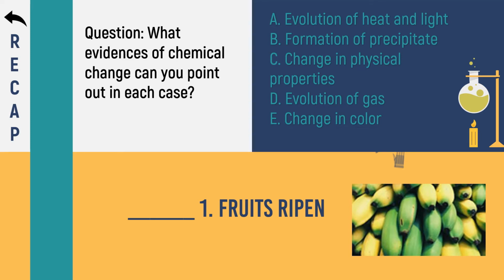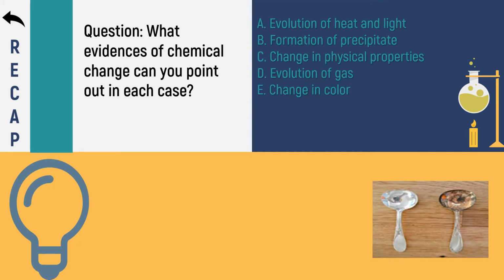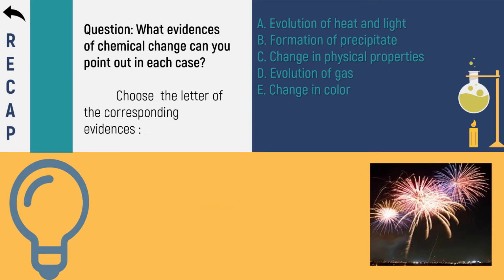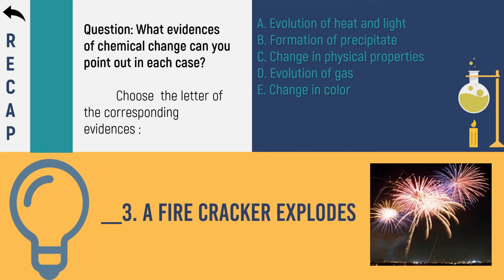So number 1, fruits ripen. Look at the choices there. Answer: Letter E. There is a change in color. Number 2, silverware tarnishes. Answer: C and E. Number 3, a firecracker explodes. Answer: Letter A. Did you get it right?